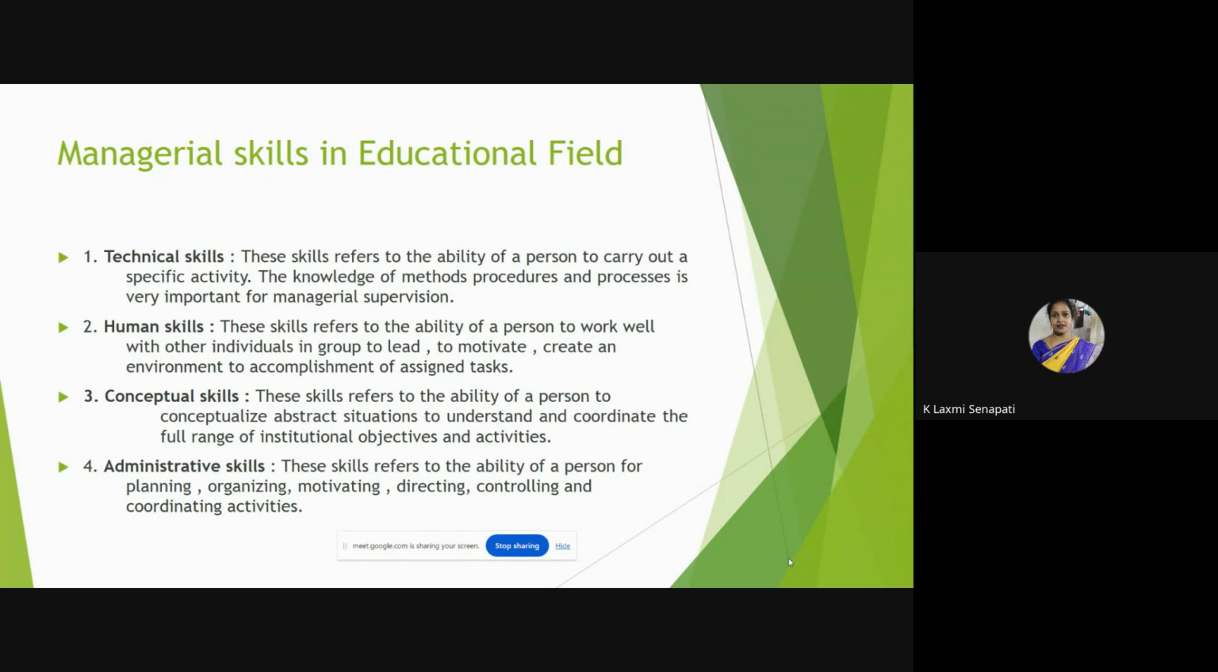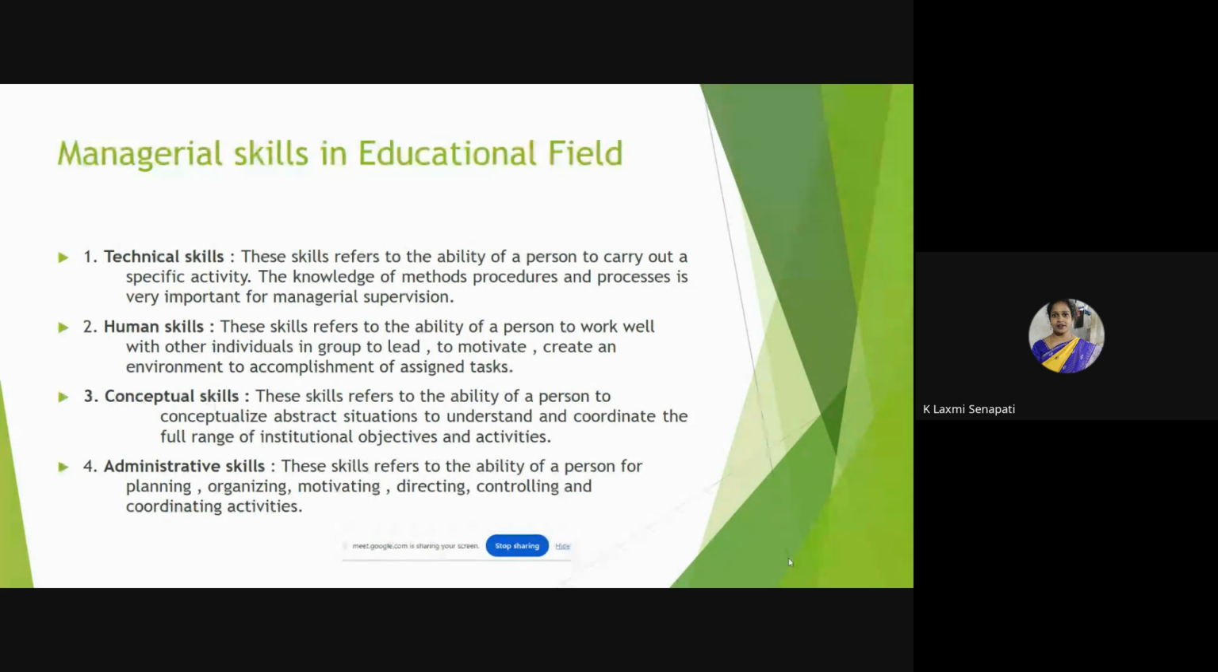Means what will happen, you can't do any work in a smooth manner. So, managerial skill, that is human skill, must be there. We have to know the strengths and weaknesses of our employees, and we can tell them, you can do this, so that in a positive way you are engaged in this work. We have to create a positive atmosphere so that all will be united and they will work together in a team.